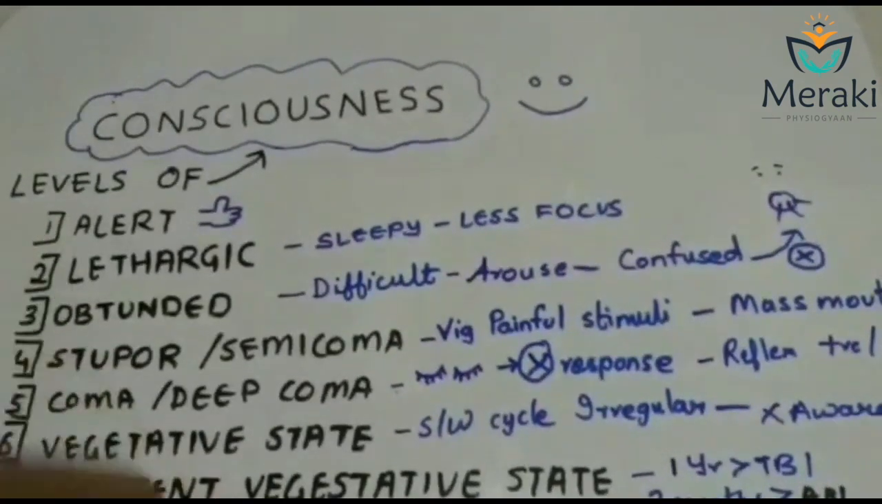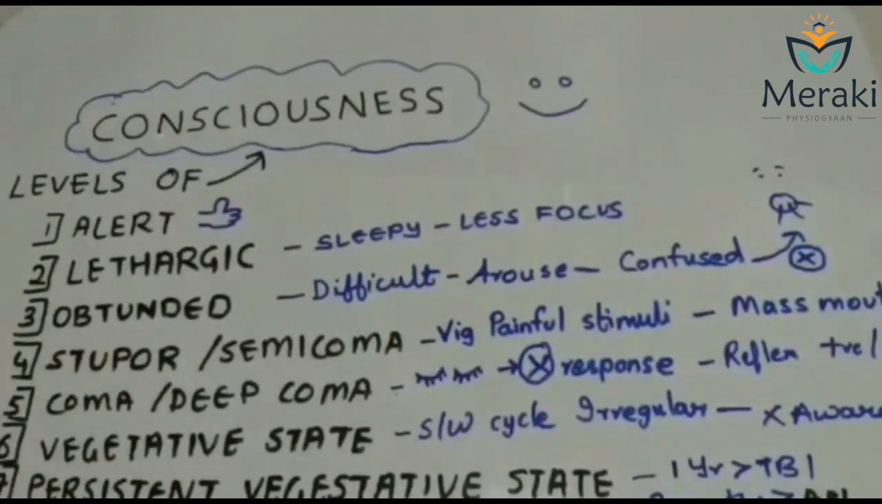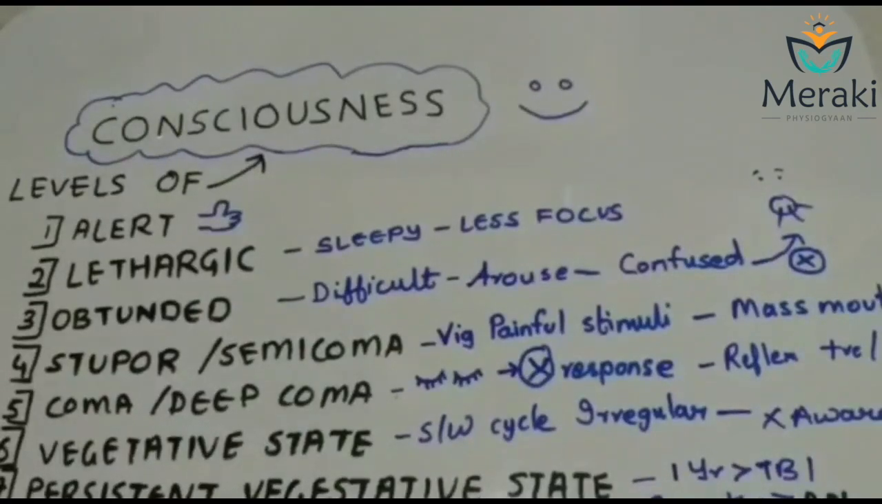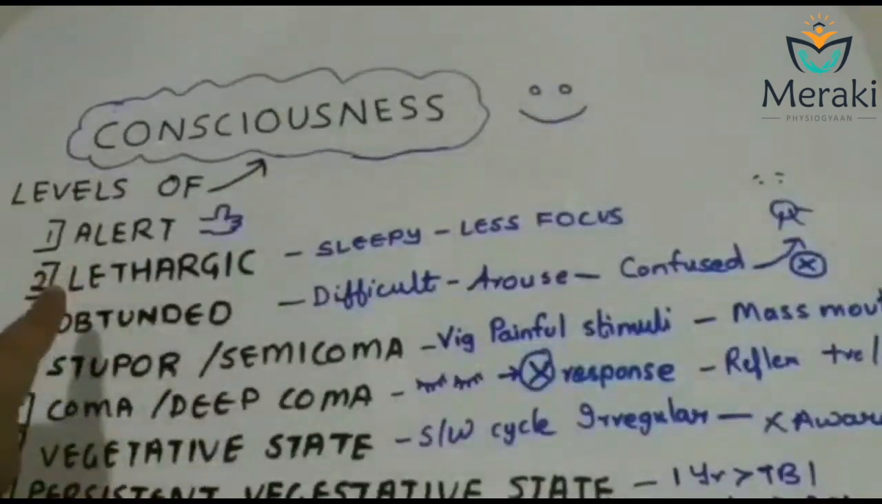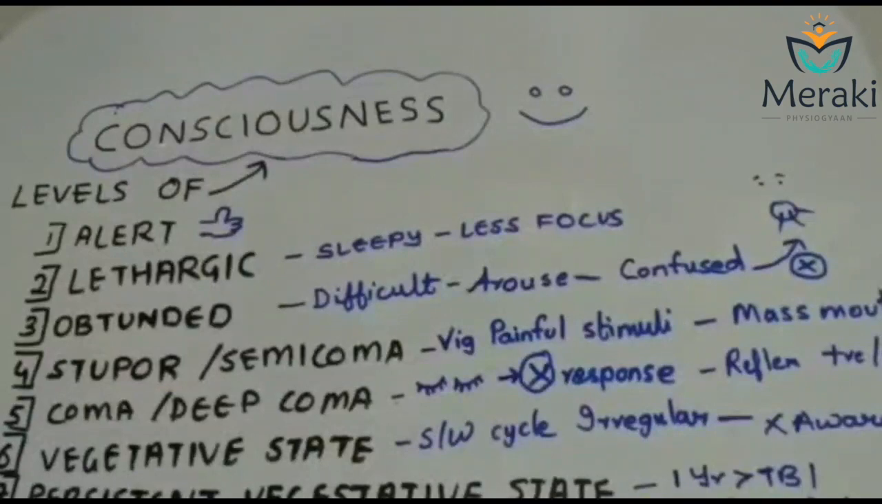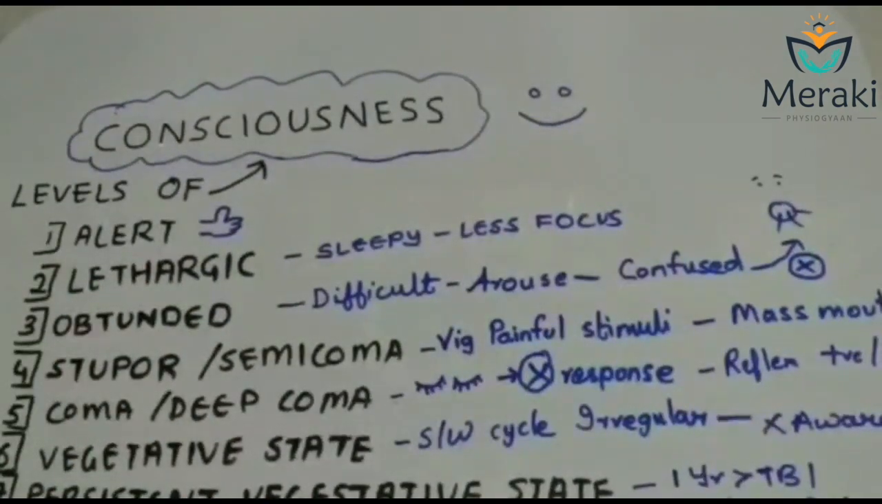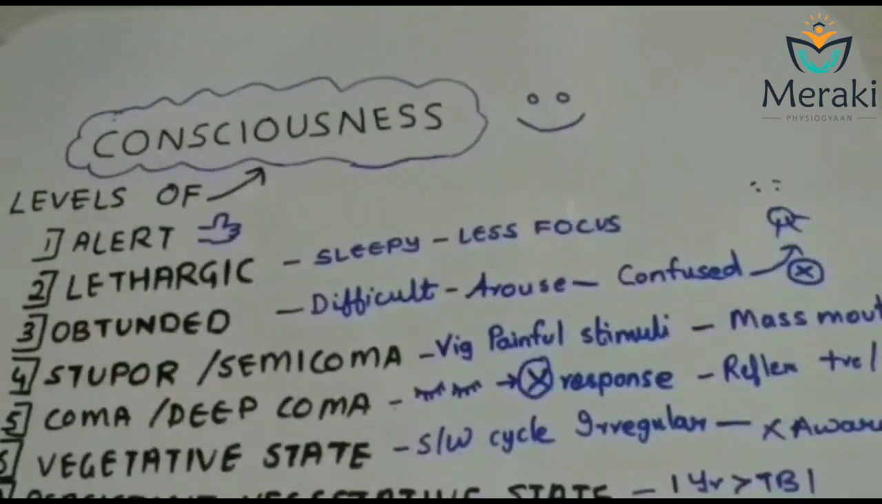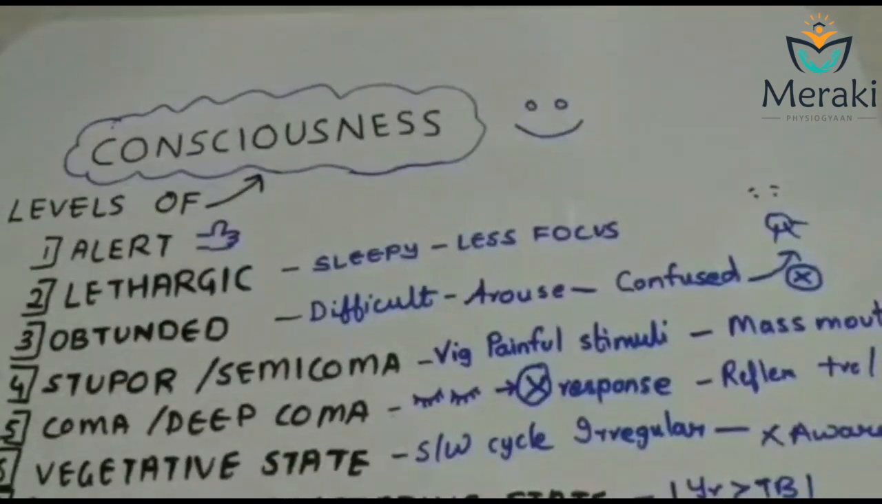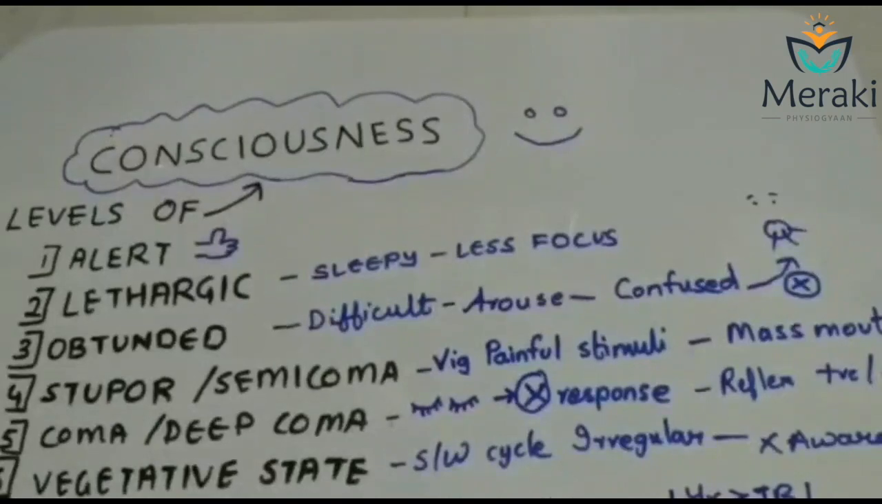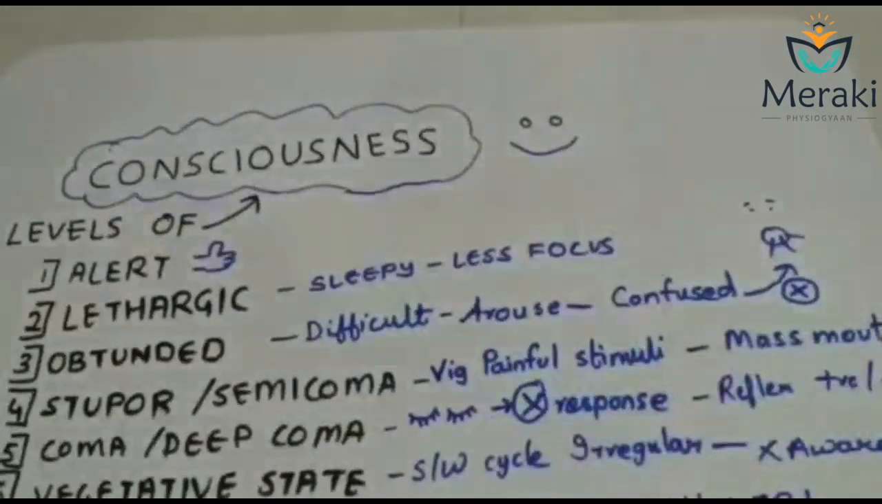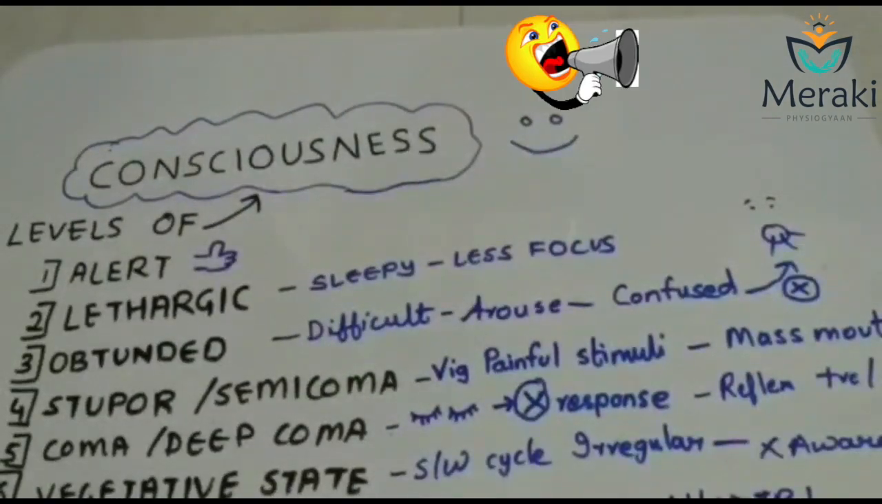The first being alert, wherein the patient is awake, attentive, giving normal interaction. The second is lethargic. The patient is often drowsy and may fall asleep if not stimulated in some way. The patient has less focus, can be easily diverted from the task and questions. Hence, the therapist must make sure that the conversation with them is simple and loud.